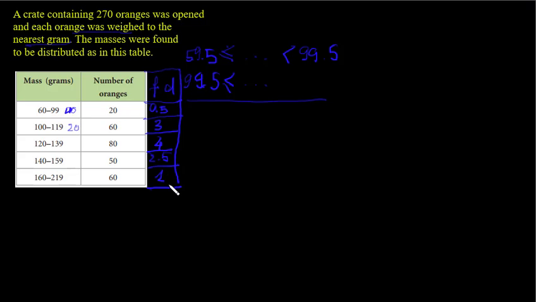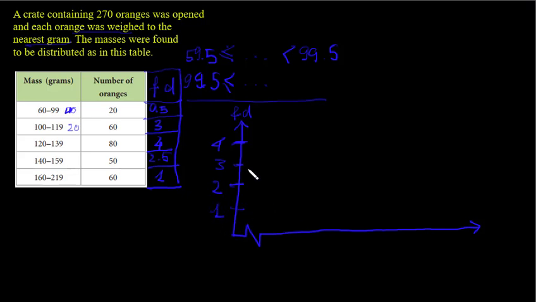So now we will construct a histogram to represent the data. The vertical axis is frequency density. Our data ranges from 60 to 219. First we draw the axes here, then we draw the scale. For frequency density, our maximum is 4, so I choose 4 here. Here will be 2, 3, and 1.